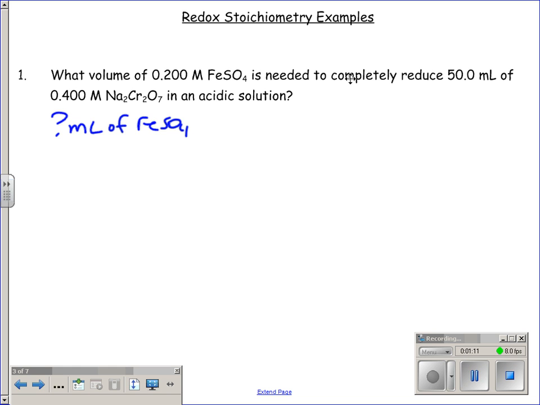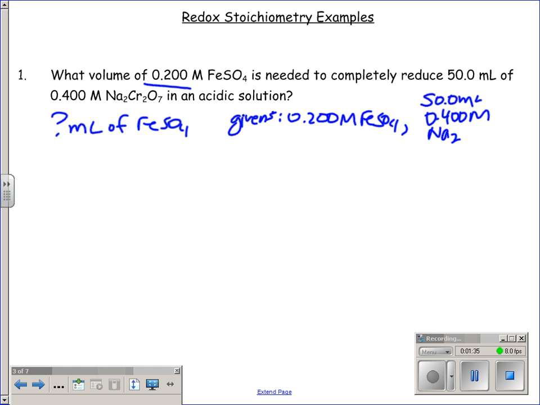Okay, so this other stuff, these are givens. They're information pieces that you need to use in your stoichiometry. So I like to write them down as my givens, my notes. So my givens are 0.200 molar iron 2 sulfate, and I have 50 milliliters of 0.400 molar sodium dichromate. Right, so that's my given information. And notice I like to group together the common things, because those are going to have to be used together, because that's how you cancel units.